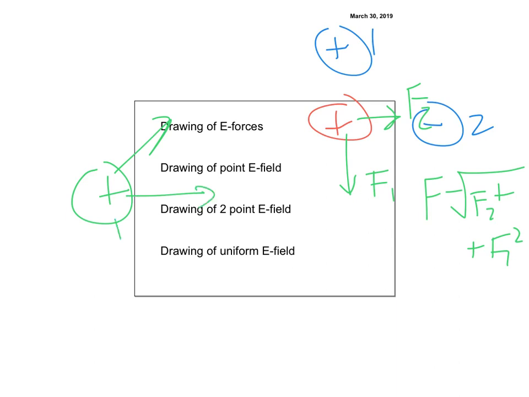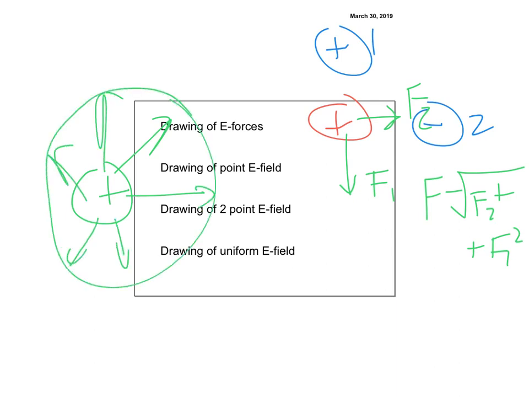If I wanted a drawing of a point E-field, so here is my positive charge, the E-field would go like this. If it's a point charge, it's non-uniform. It decreases as we go further out, right, because the lines are further apart, and it follows the inverse square law.